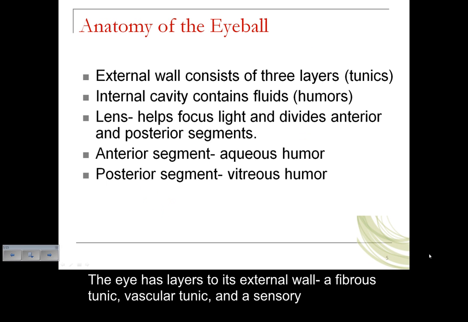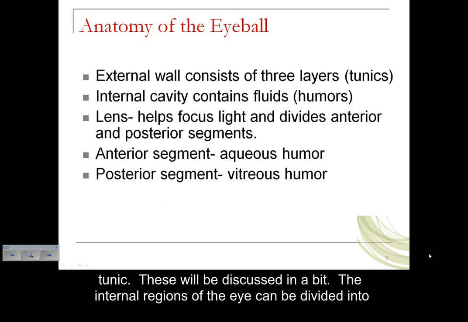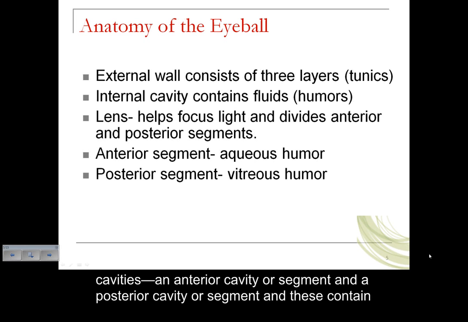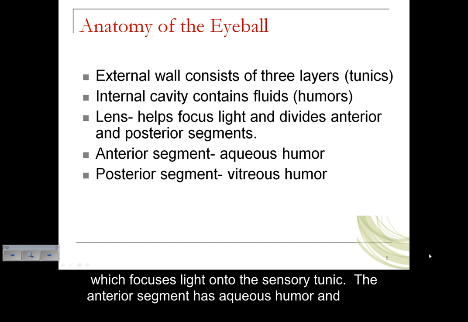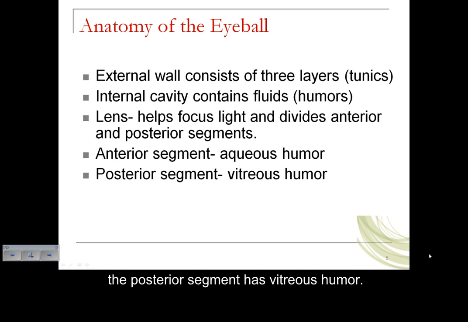The eye has layers to its external wall, a fibrous tunic, a vascular tunic, and a sensory tunic. These will be discussed in a bit. The internal regions of the eye can be divided into cavities, an anterior cavity or segment, and a posterior cavity or segment, and these contain fluids or humors. Dividing the anterior segment from the posterior segment is the lens, which focuses light onto the sensory tunic. The anterior segment has aqueous humor, and the posterior segment has vitreous humor.